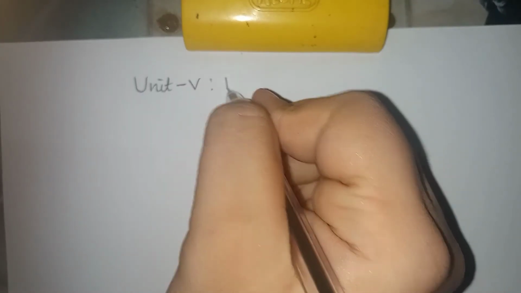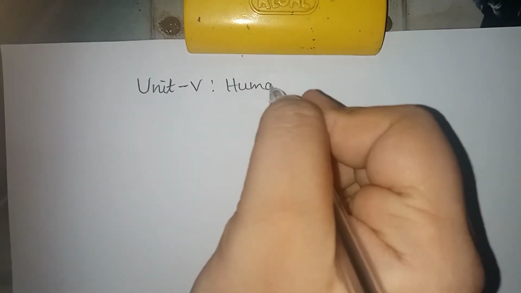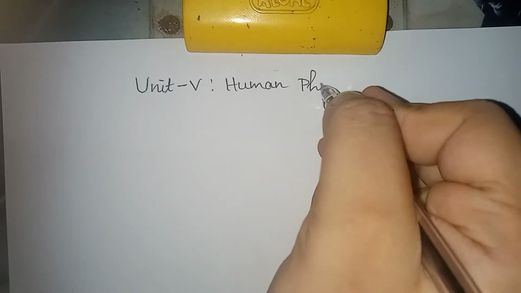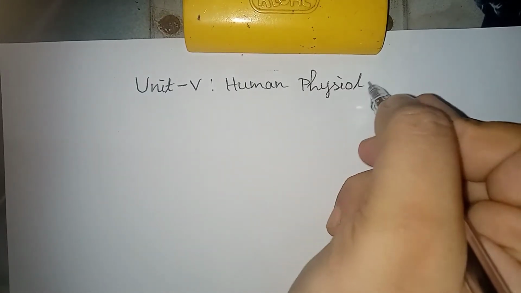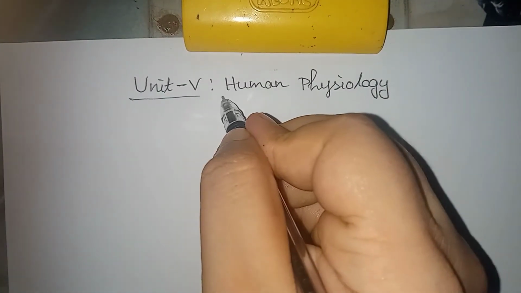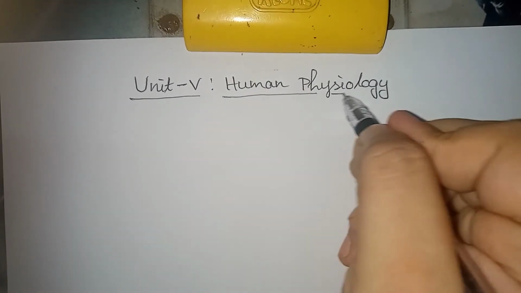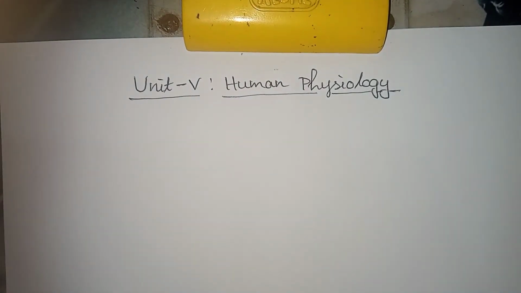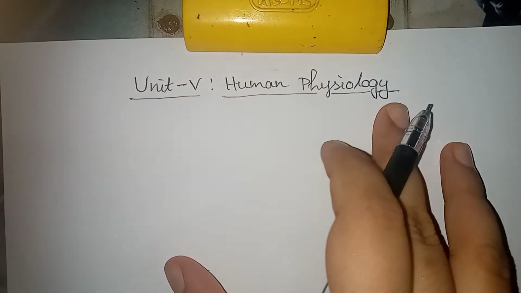So we'll start with Unit 5, that is Human Physiology. Our Unit 5 is called Human Physiology. Now, before proceeding further, we have to know what this human physiology is.